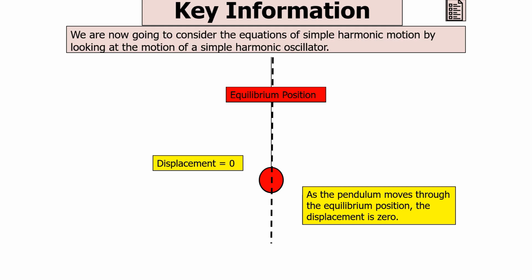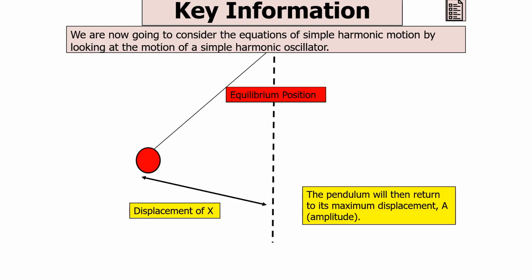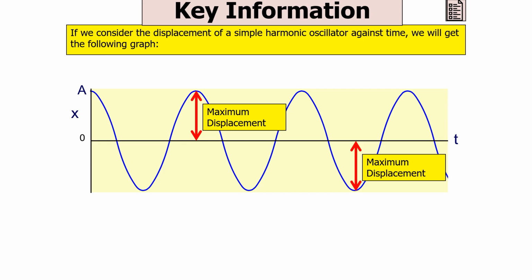Back to our equilibrium position, again its displacement is zero. Now at this point the body has inertia, so it will keep moving past the equilibrium position. Then the pendulum will return to its original maximum displacement, the amplitude A. So we can summarise this information with the following diagram. Now, if we consider the displacement of a simple harmonic oscillator against time, we would get the following graph.